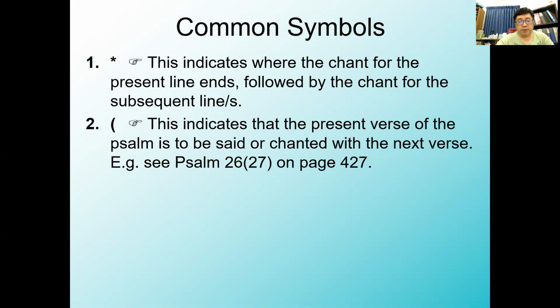If you notice a bracket, this indicates that the present verse of the psalm is to be said or chanted with the next verse. We'll look at some examples in a while.